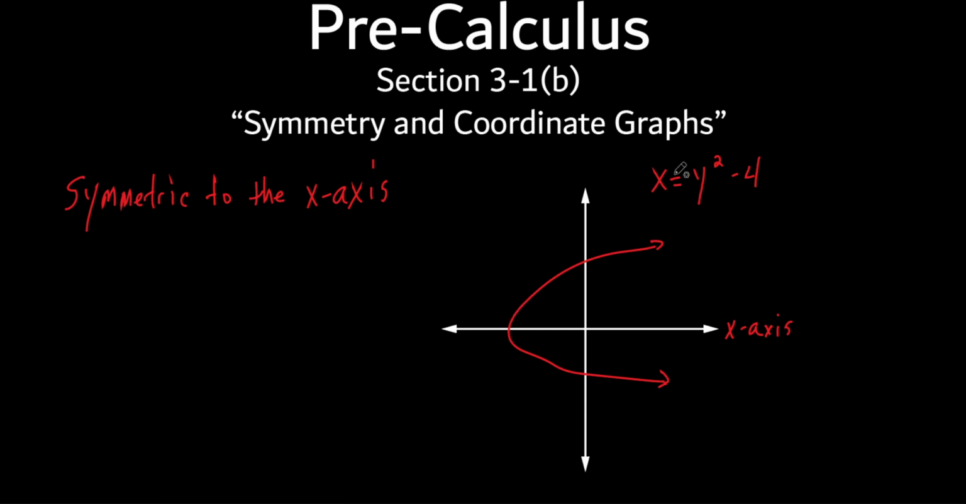So if I just had x equals y squared, what would it look like? It would look like this sideways parabola going this way, and it would hit right at the origin, right, if I didn't have the minus 4 there. What if I had plus 4 there? What would it look like? It would look like this, but what? Shifted over here.